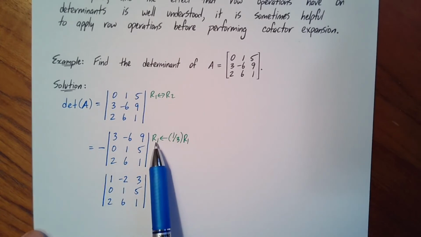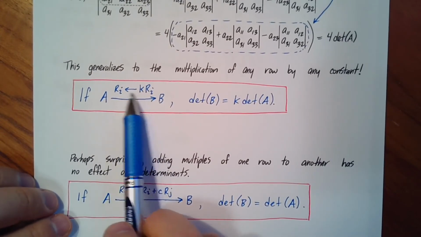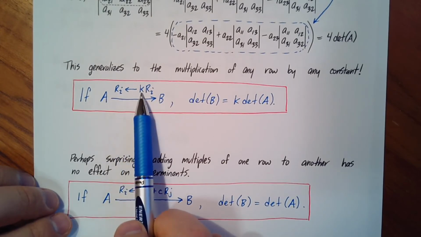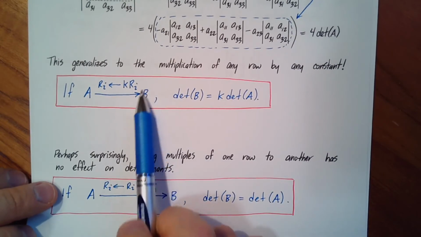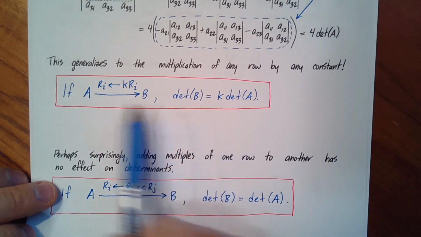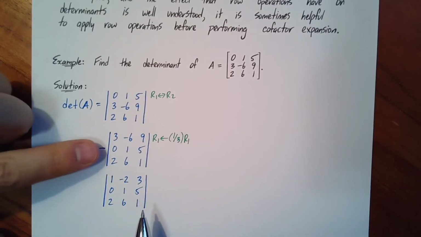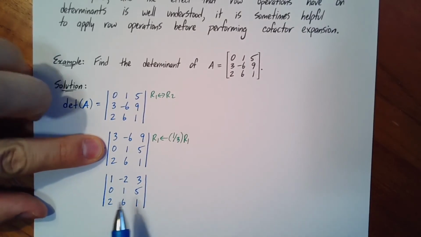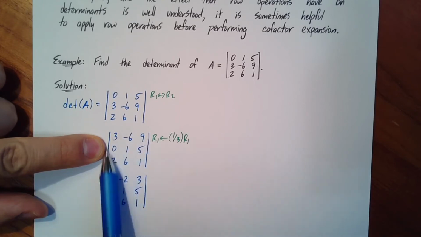If we take a row and multiply it by a non-zero constant, according to the rule on the previous page, if I multiply a row by a non-zero constant k, I'm going to change the determinant by exactly that factor. So the determinant of the result is equal to k times the determinant of what I started with. So in other words, if I just ignore this negative sign for a minute and forget about what happened before, just look at these two determinants. This determinant is going to be exactly 1/3 of this determinant.